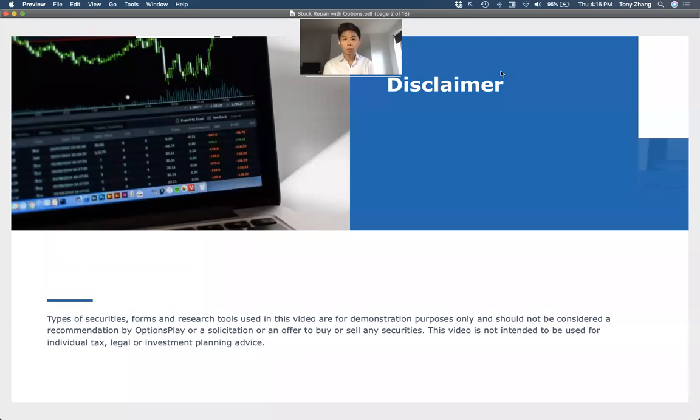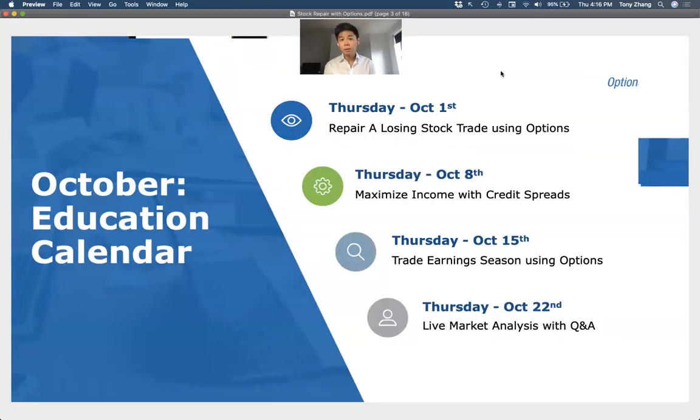Now, before we do, what we're going to discuss here today is purely for education and demonstration purposes. It is not a solicitation or recommendation to buy or sell any specific securities. And I'm going to try to keep today's session fairly interactive, where I'm going to allow the audience to submit symbols on stock positions that you've lost money on, and we'll try to find a repair strategy for your position.